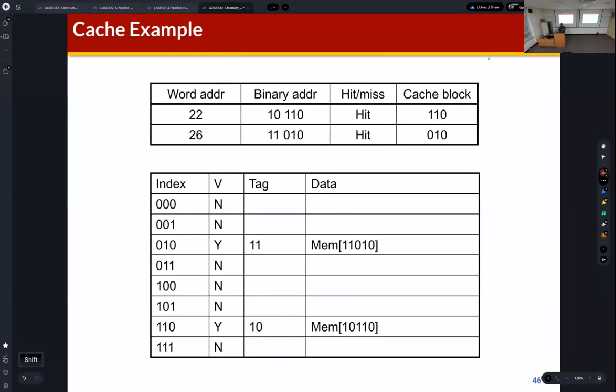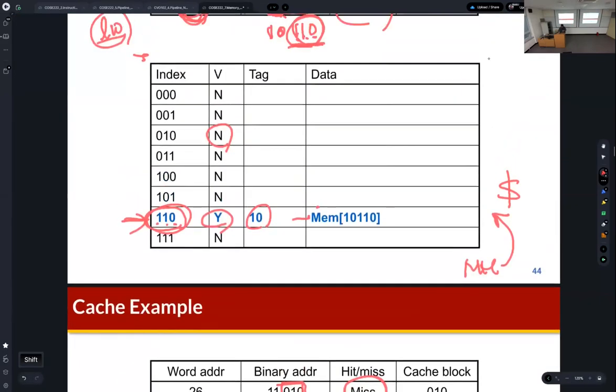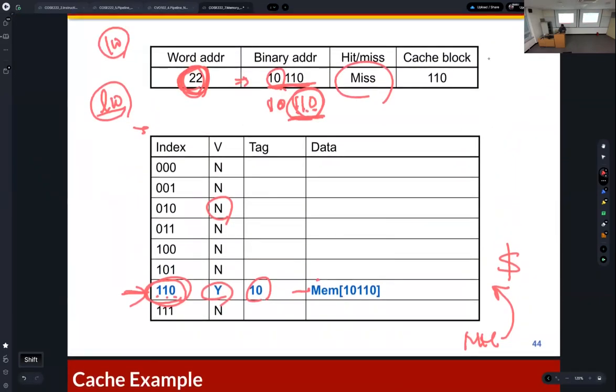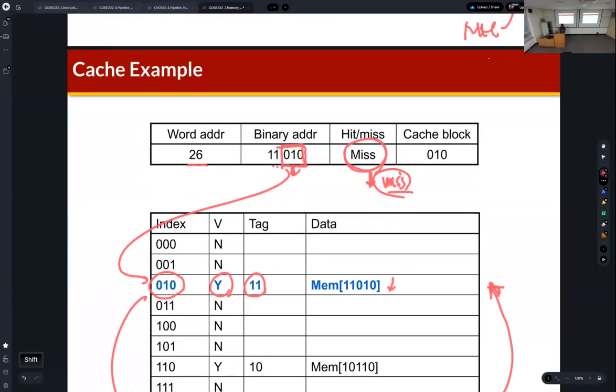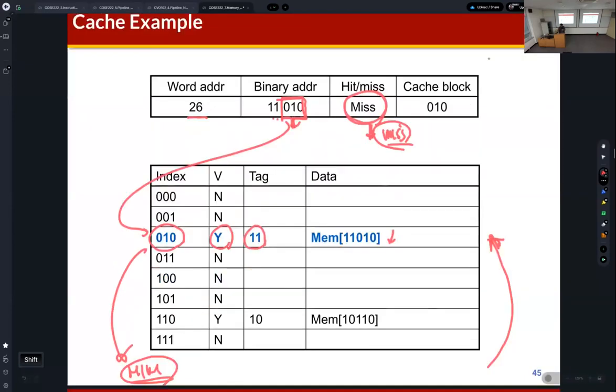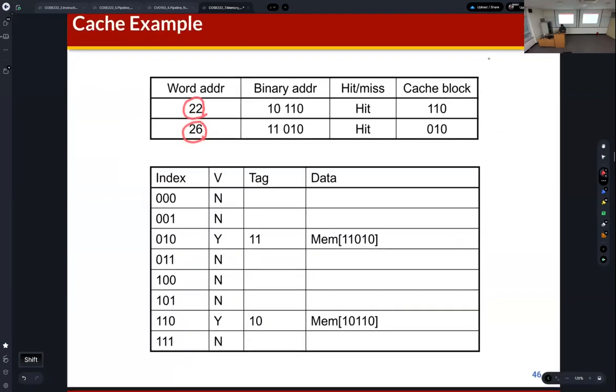And then after that, word address 22, word address 26. As you can see, word address 22 was requested before, and word address 26 was also requested before. So 22 is requested to the cache. Okay, so this request is given to the cache.